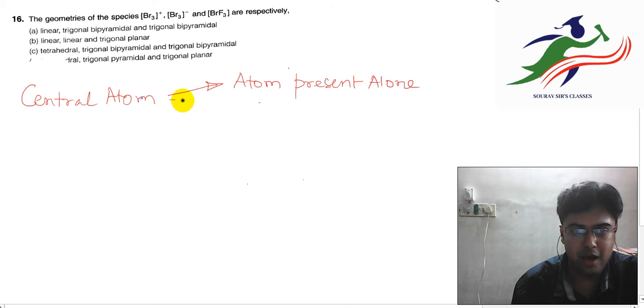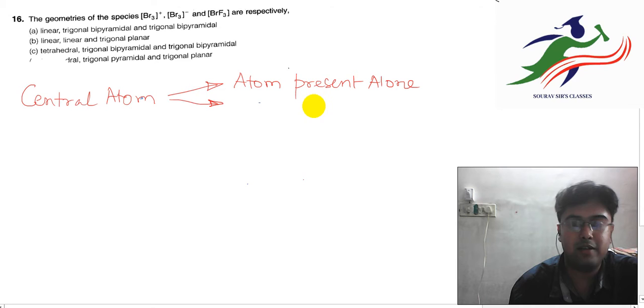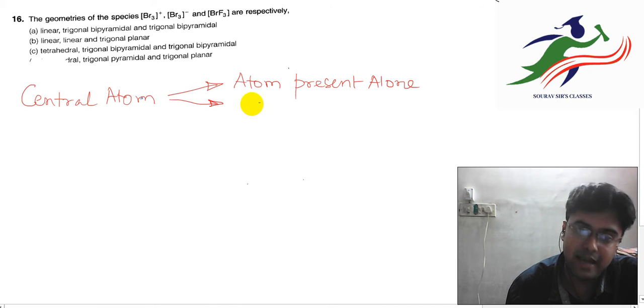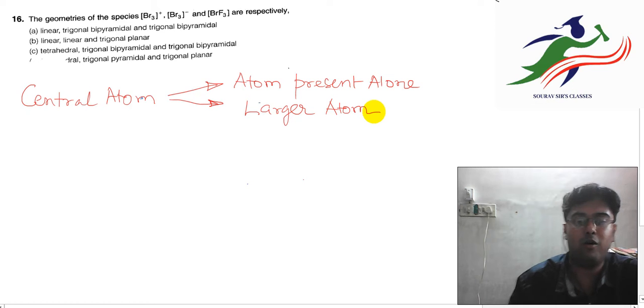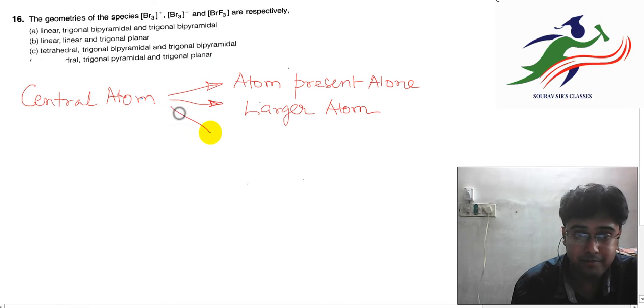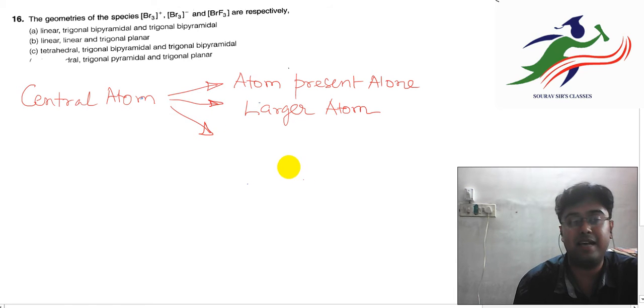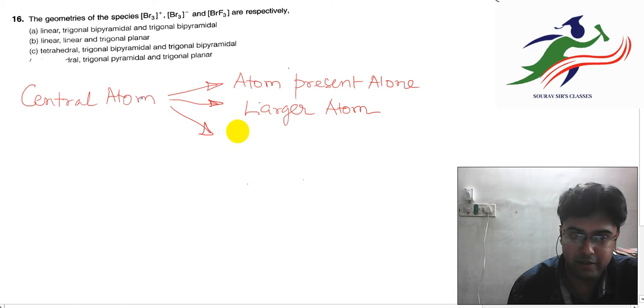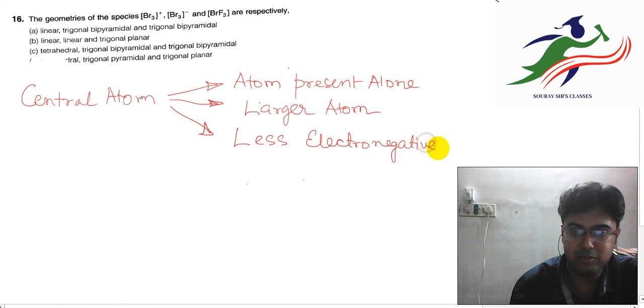Technically speaking, how would you ascertain an atom to be the central one? By looking at its size. The size of the atom must be the largest among all in a particular molecule. Or if you have any confusion with the size, go by the electronegativity: the one which is least electronegative among all the atoms present in a molecule.